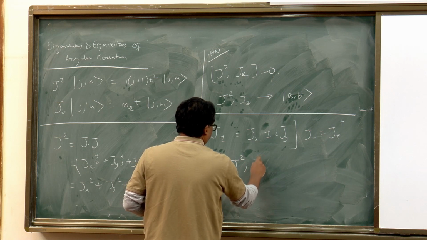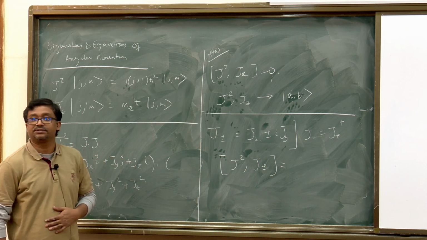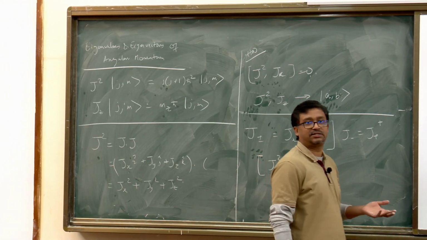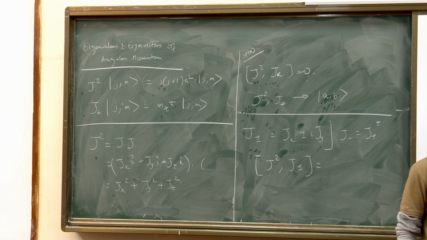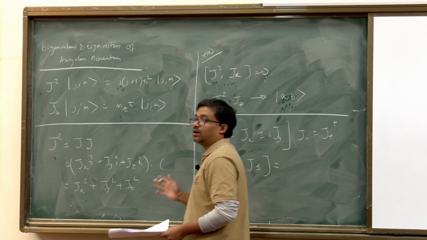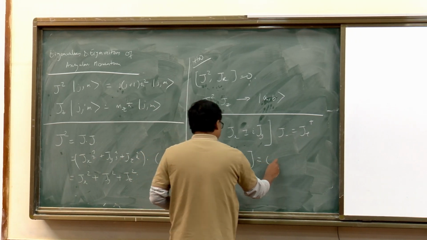What about the commutation of J square with J plus minus? It is 0, because J square commutes with both Jx and Jy, so we do not have to work it out. Since it commutes with both and J plus minus is a linear combination of those two, it should be 0. Okay. So, that is 0.